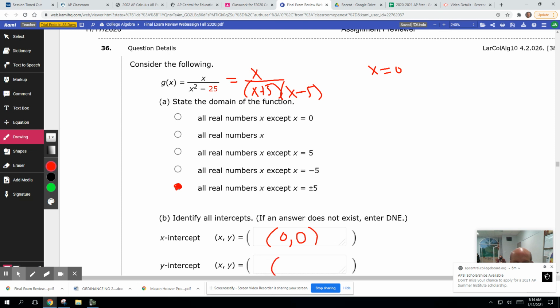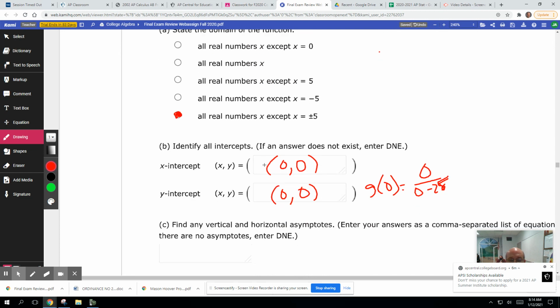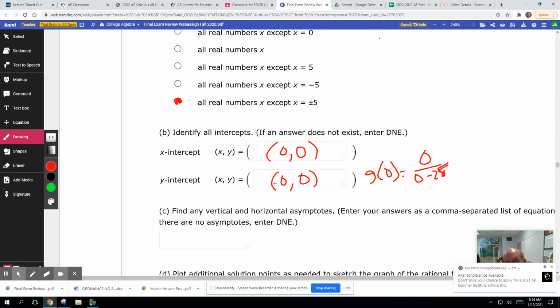Remember, on a y-intercept, that's when x equals 0. So to get the y-intercept, we're going to plug in 0 for x. They're going to be the same. The y-intercept is always going to be g of 0. So we get 0 over 0 minus 25, which is just 0. So in this case, the x and y-intercept are the same, but that's not always the case. To find the x-intercept, you find out what makes the numerator 0, but not the denominator. To find the y-intercept, you just plug in 0 for x, and the y value is what you get left.